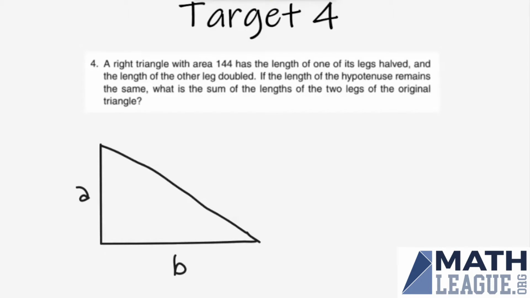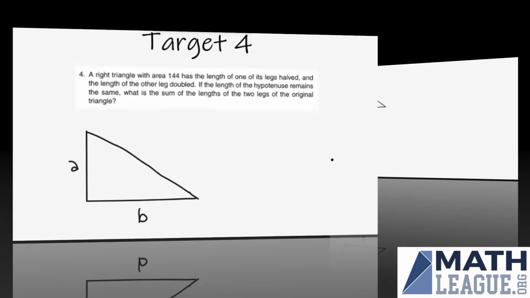Hello, this is Taiki and I'm going to go over target number 4. A right triangle with area 144 has the length of one of its legs halved and the length of the other leg doubled. If the length of the hypotenuse remains the same, what is the sum of the lengths of the two legs of the original triangle?